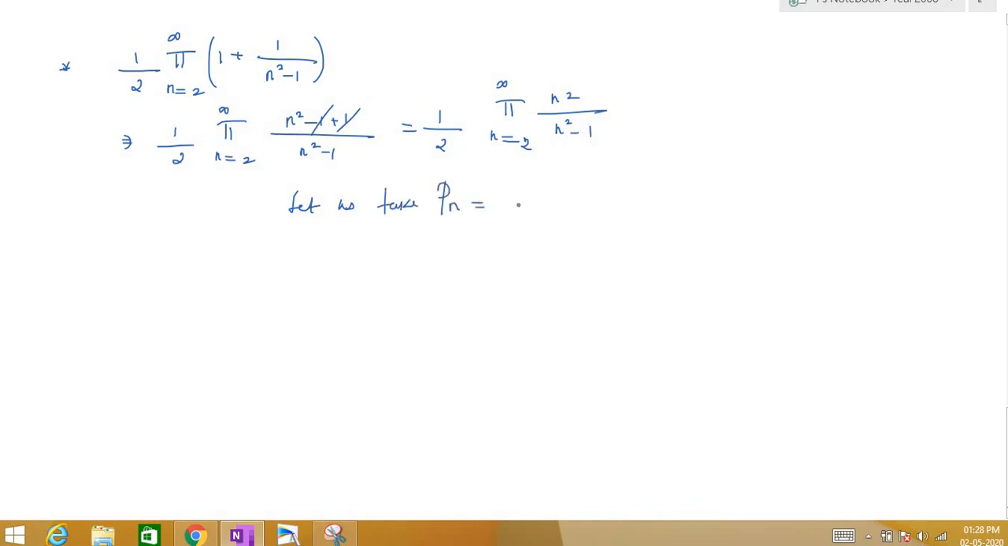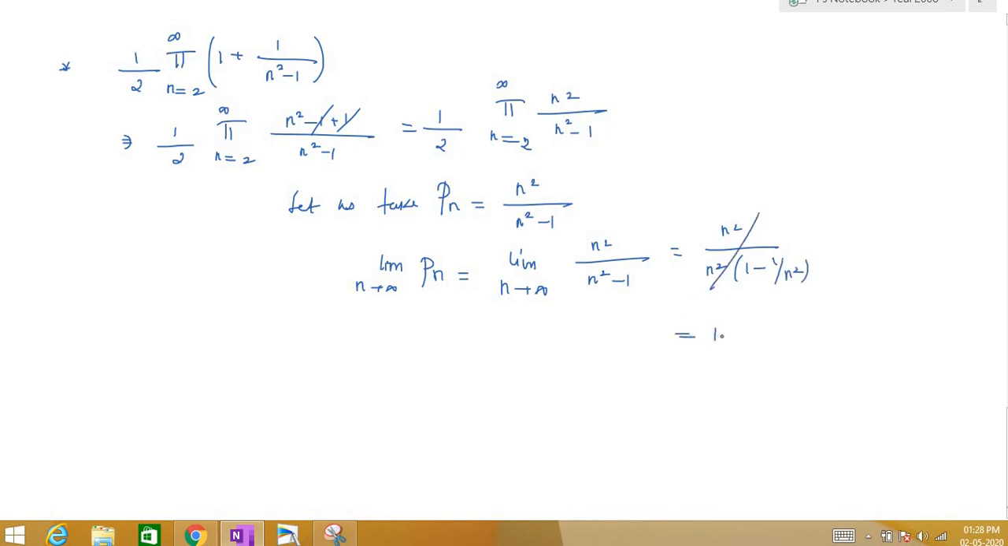So let us take Pn, that is the product of n terms, equal to n square by n square minus 1. So what will be my limit as n tends to infinity of Pn? This will be equal to the limit as n tends to infinity of n square by n square minus 1. If I take n square common here, I'll have 1 minus 1 by n square. As n tends to infinity, it is equal to 1. So that means this product converges to 1.